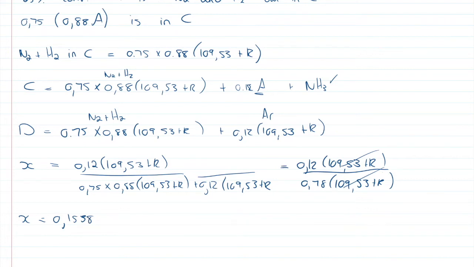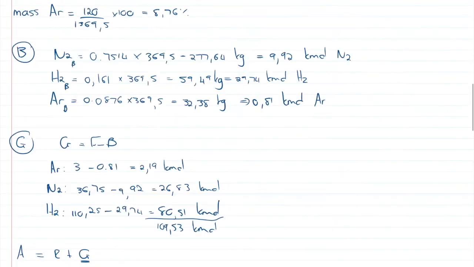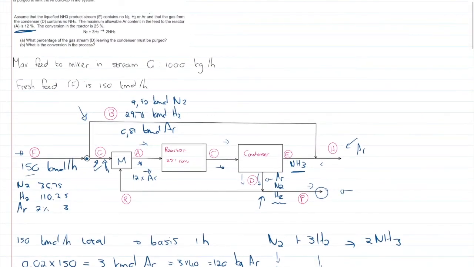So now that I have X, I can go back and put it into this 2.19 is equal to X times P and solve for the total of P. So now I am a bit closer to finally finding what the percentage of D is that leaves in the purge, because we have the value for purge. So now we need to work out what D is.